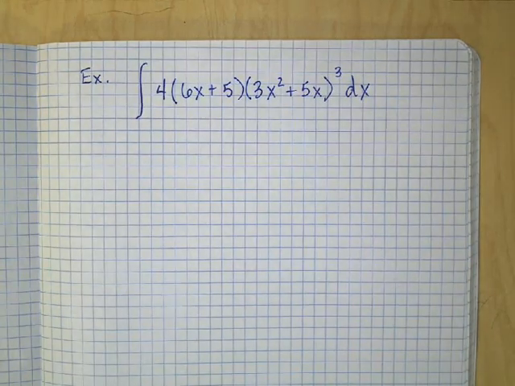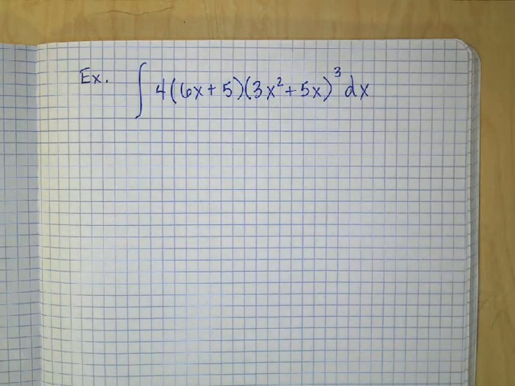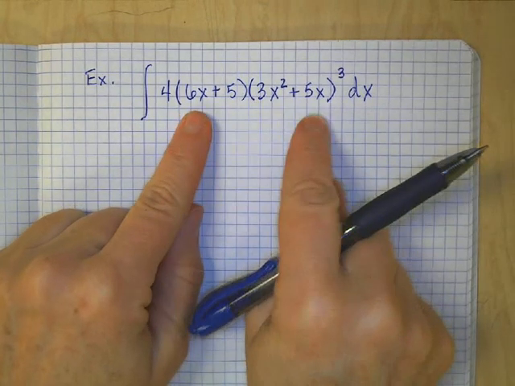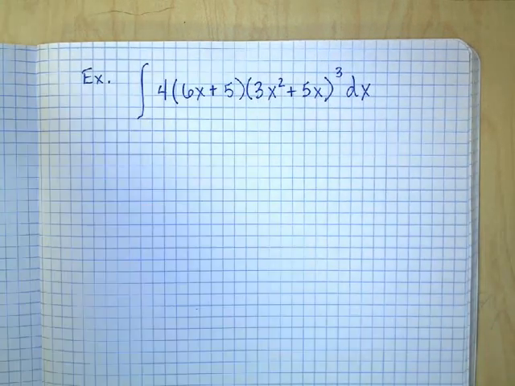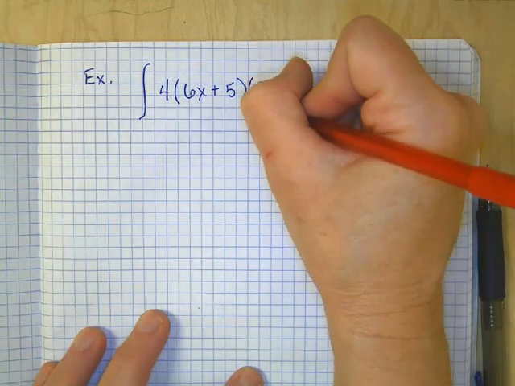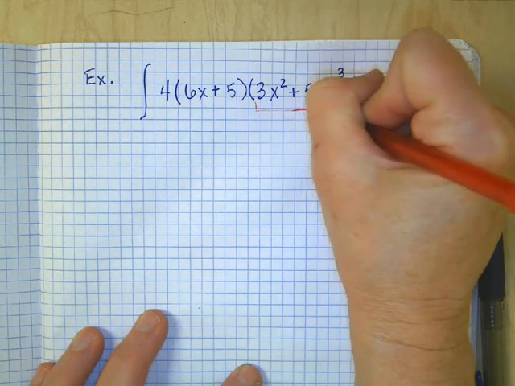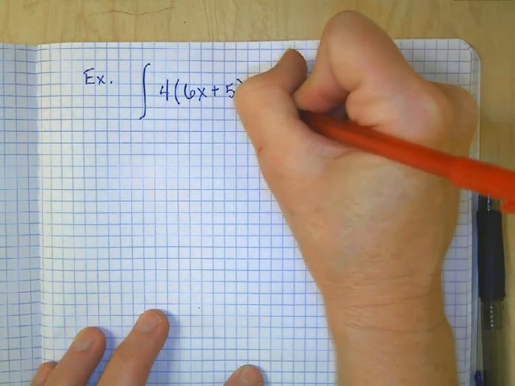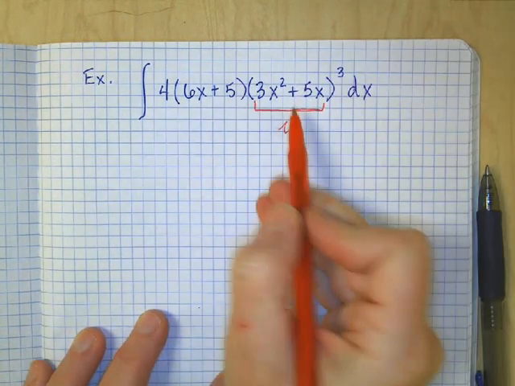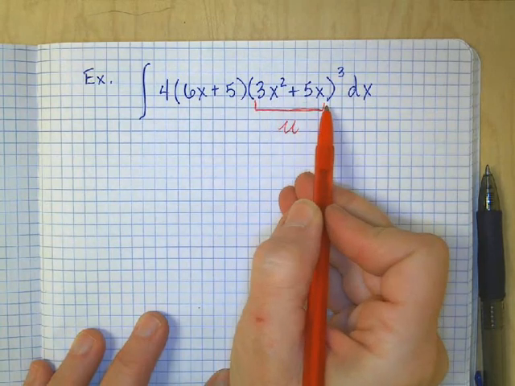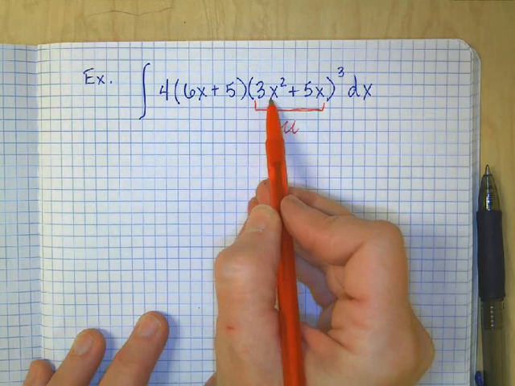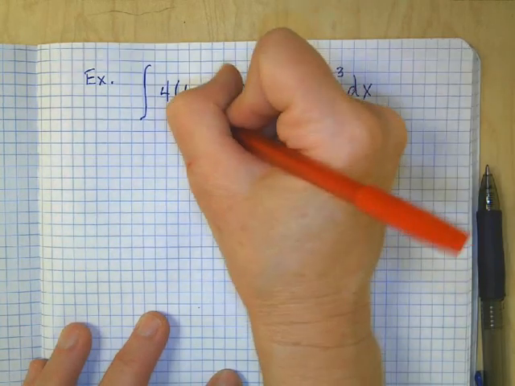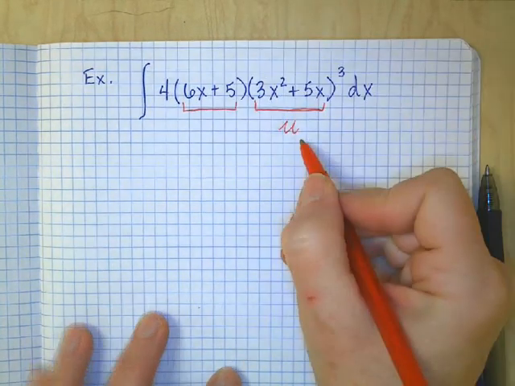So what we need to recognize is that these parentheses here, one of them is the derivative of the other one. So if I look at 3x squared plus 5x, that's going to be my u. I'm going to call that my u, because the derivative of 3x squared plus 5x is 6x plus 5. 2 times 3 is 6, so I get 6x. So I recognize this right here as being the derivative of u.